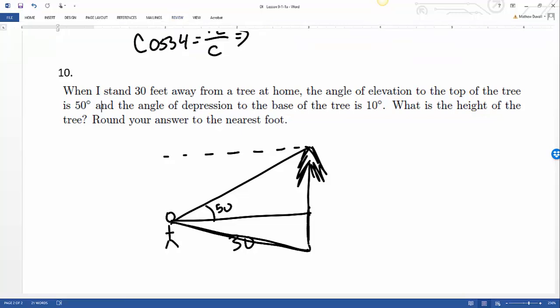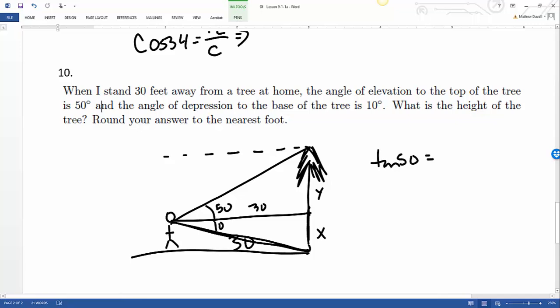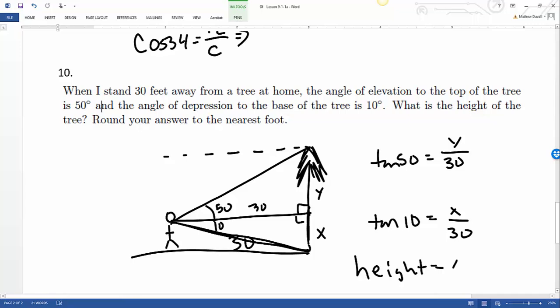So what it's saying is, what is the height of the tree? So the height of the tree is this value and this value. So you're just going to have to do two right triangles and add them together. Because if I know this is 30, then I know that the tangent of 50 equals opposite over adjacent. And then because I know that it's 10 degrees, that's going to be the tangent of 10 degrees equals opposite over adjacent. And then the height is x plus y. So you're going to find those and then you're going to add them together.